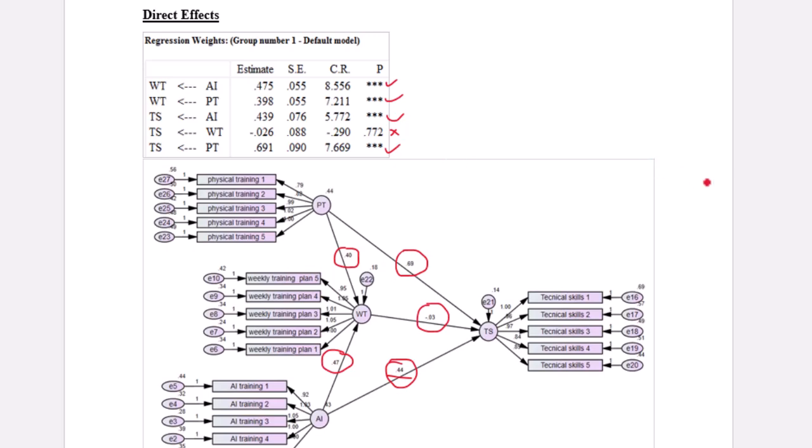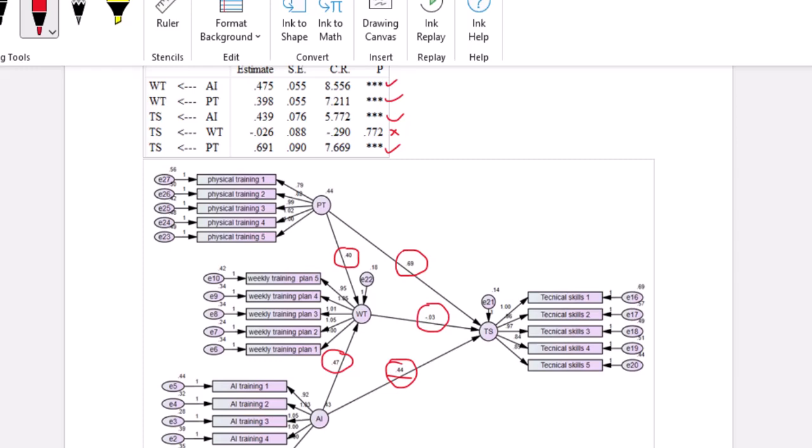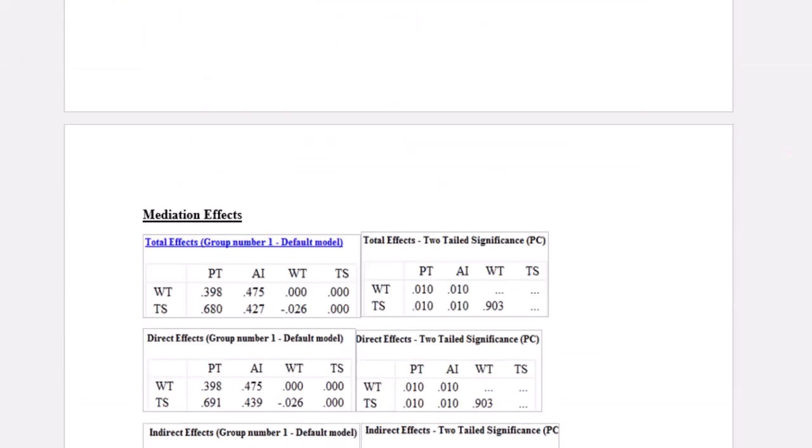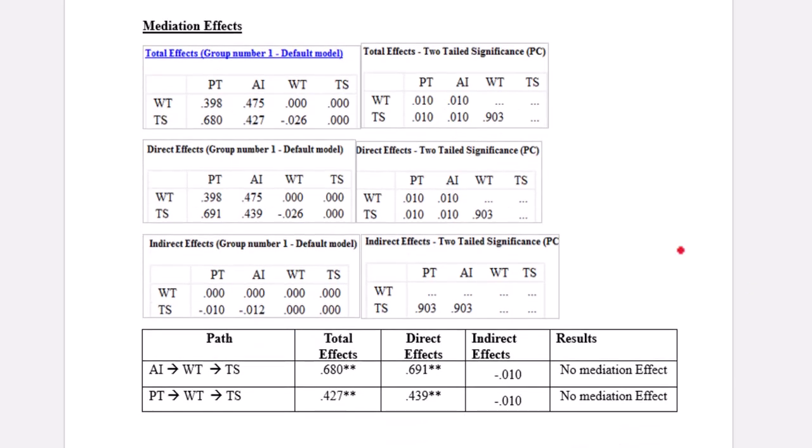That is the result for the direct effects, for the direct path analysis. The next thing that we shall look at is the mediation effect, the mediation analysis. Remember, this is our interest. We want to see the mediation effect of the mediating variable. So we go back to our results.